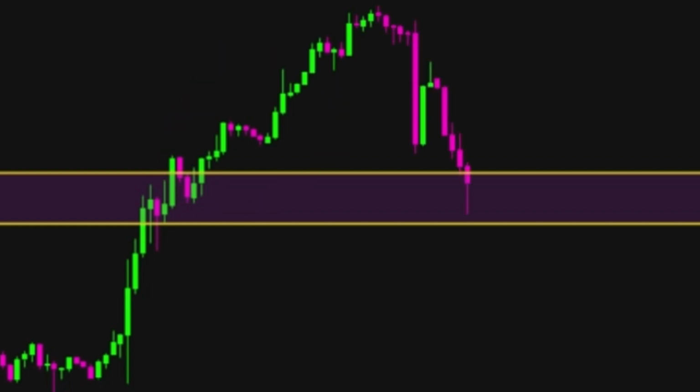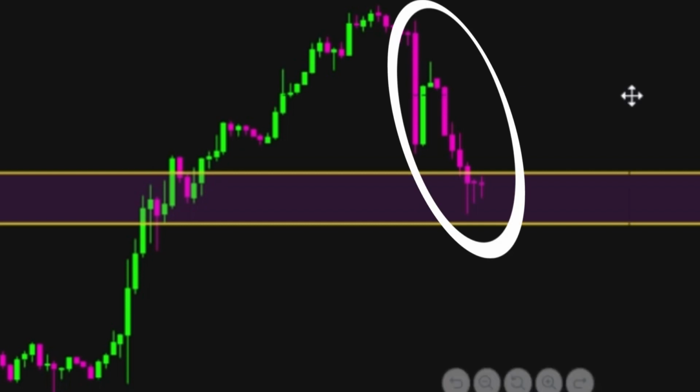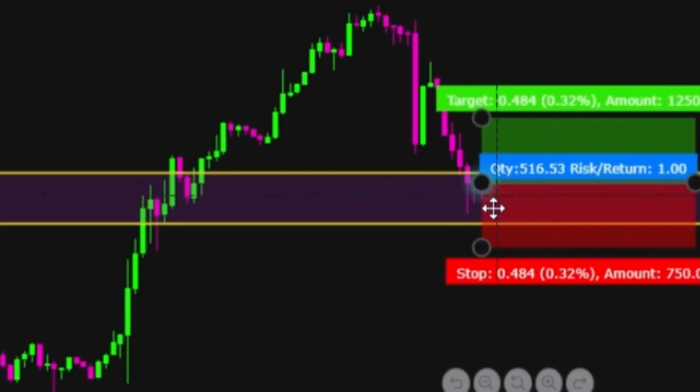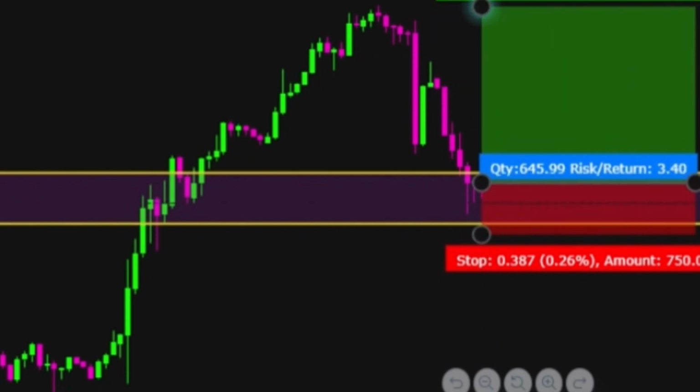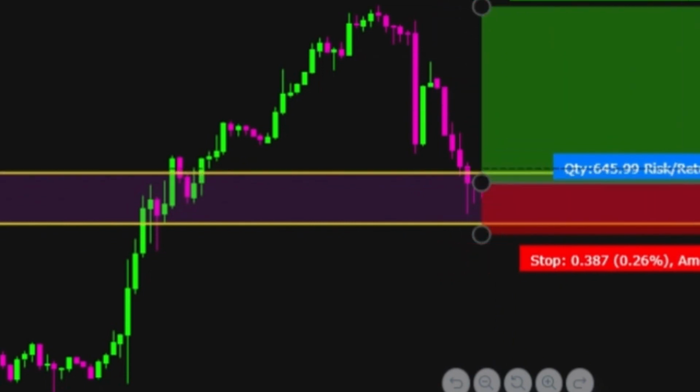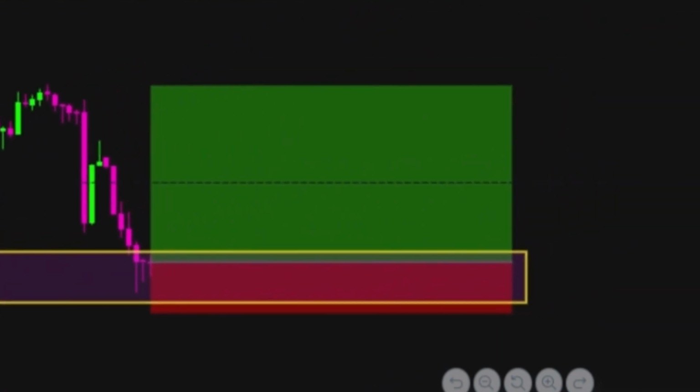And then, we see the market making a small pullback here, and then it came to this zone. We would initiate our long position from this zone. We would keep our risk to reward ratio at 3:1. And as you can see, we made nice profits through this trade.